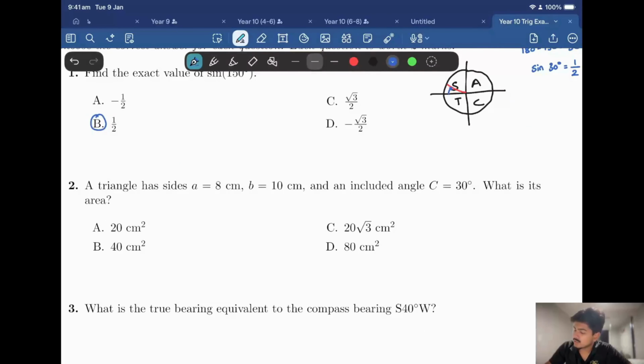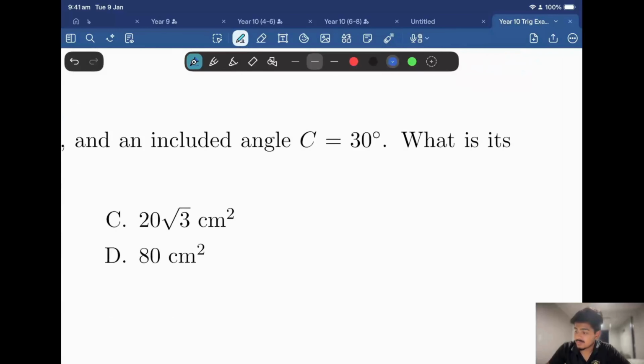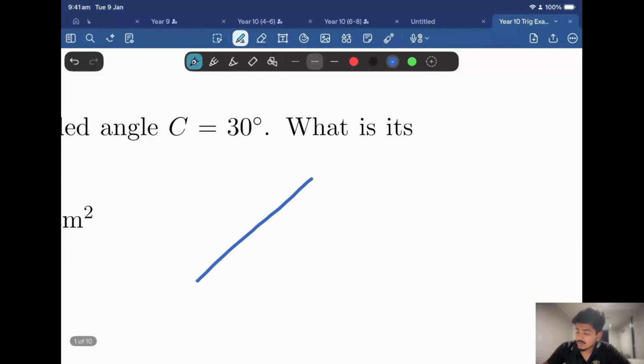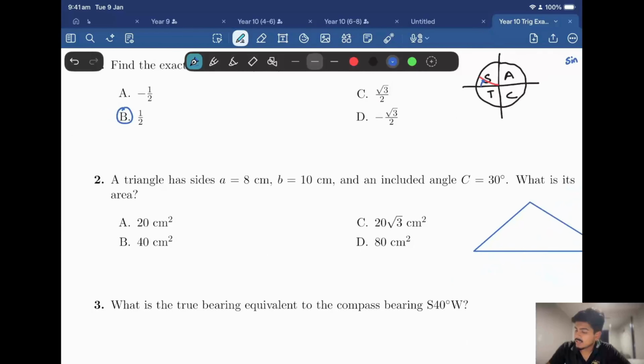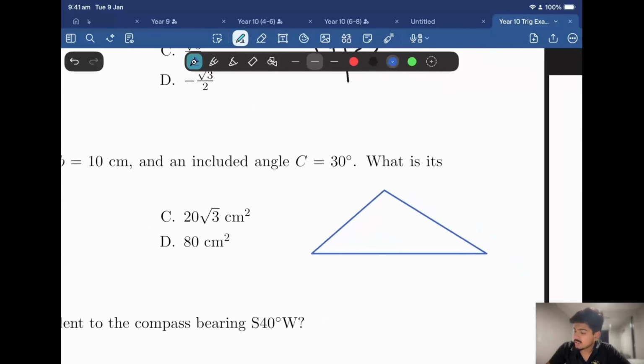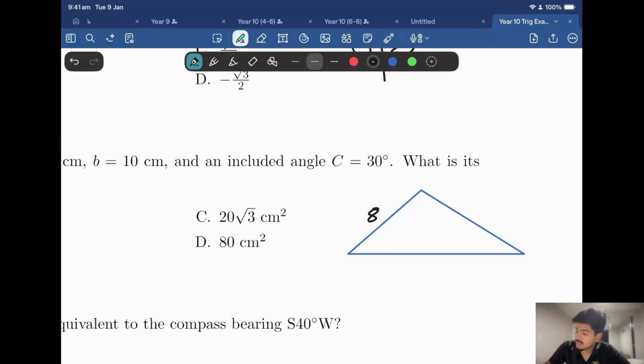Okay, next question. The triangle has sides A is equal to 8 centimeters, B is equal to 10 centimeters, and an included angle C is equal to 30. What is the area? Okay, first steps first, we need to draw out our triangle. Okay, so let's draw that out. And it says that side A is 8. So this side is 8, this side is 10, and this angle must be 30. Remember, C is your angle opposite side C, and side C will obviously be the missing side, so this one is going to be 30 degrees.